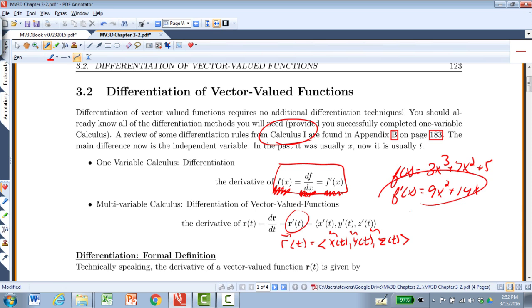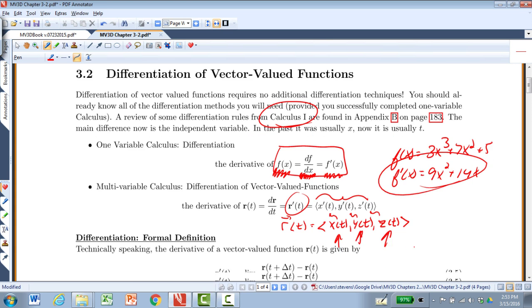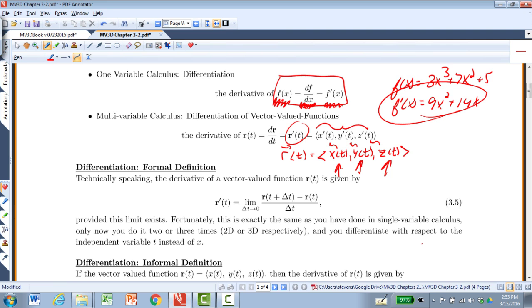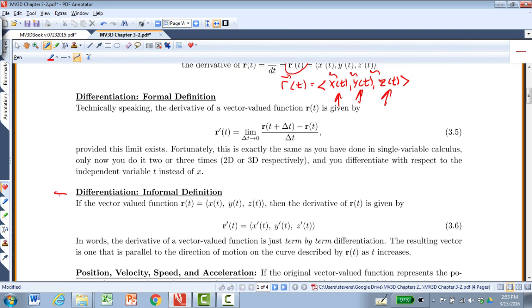So if you can take the derivative of a function of one variable, then you can take the derivative of multiple functions of a variable. You just take the derivative 3 different times, right? That's the informal definition. Informally, if I have a vector valued function that looks like this, then its derivative is found by just taking the derivative of each of the individual functions inside the vector valued function.